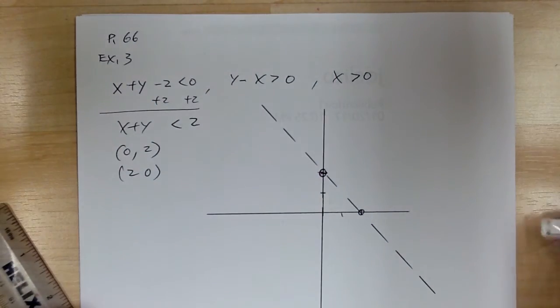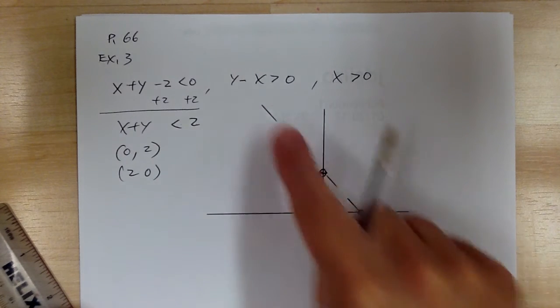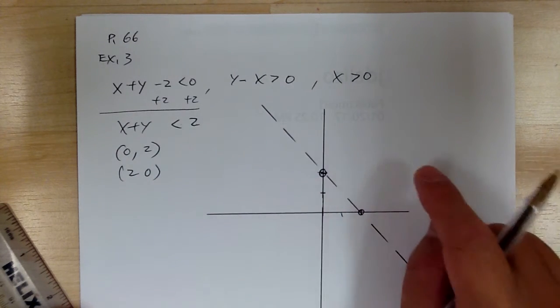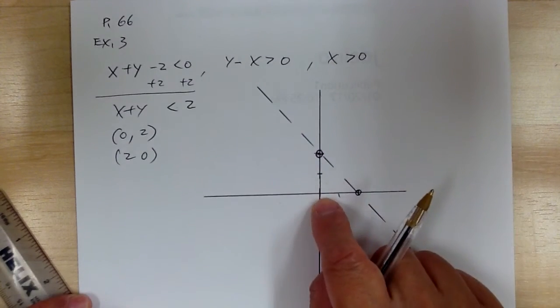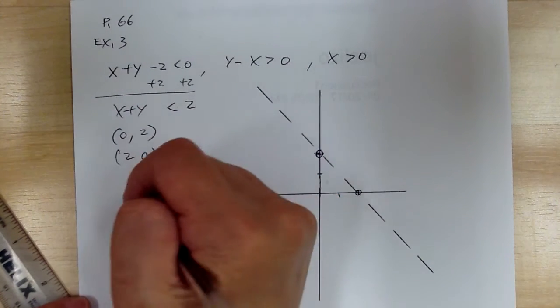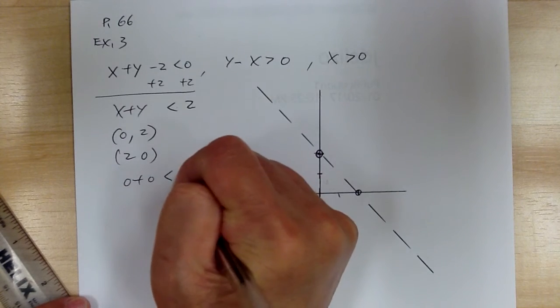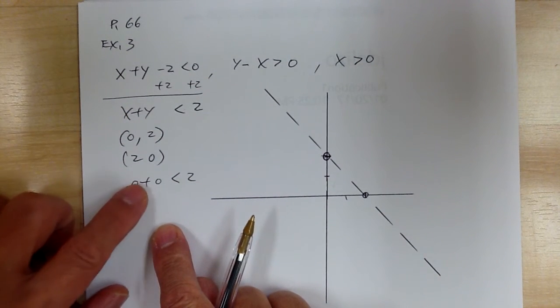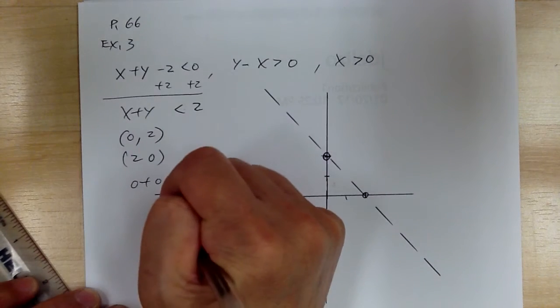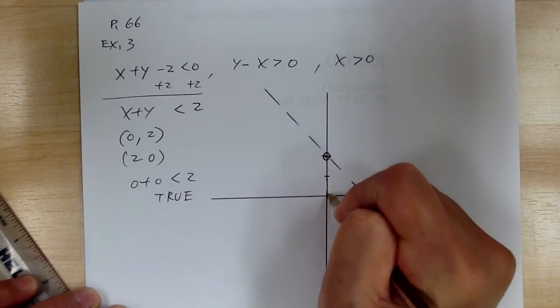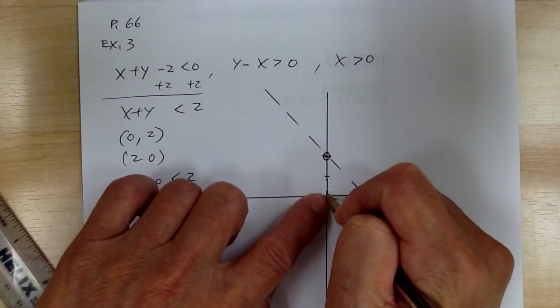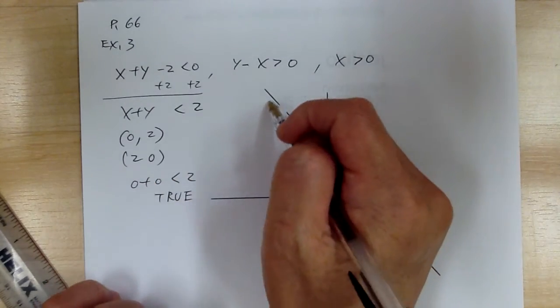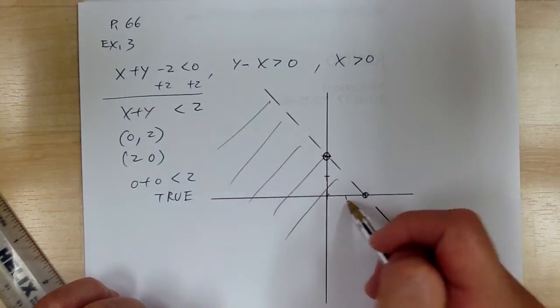And then next, you want to choose a testing point that is not on the line. You can choose any point that is not on the line. Normally 0, 0 is the easiest point to choose, right? So I'm going to substitute 0, 0 in here. So you get 0 plus 0 is less than 2. So this is true. 0 is less than 2, so this point is true. If this point is true, that means this side is true. That means all this side is part of the answer.